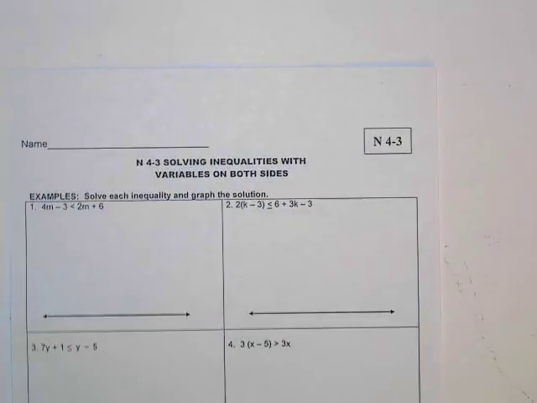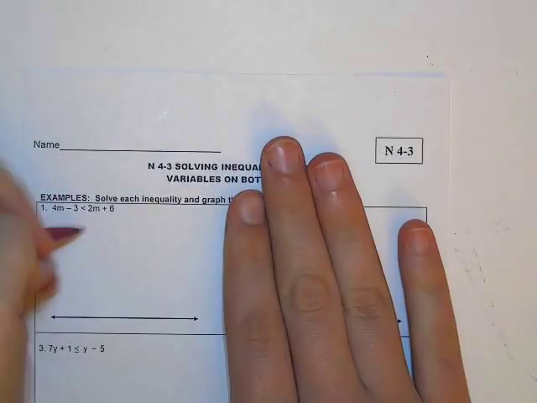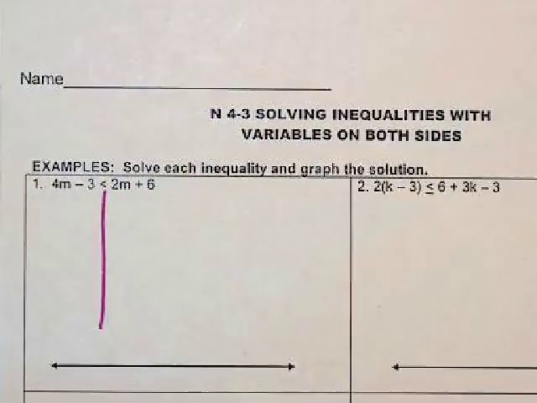Notes 4-3, solving equations with variables on both sides. Last time we solved, you only had variables on one side of the inequality symbol. Today, if you notice, you've got your symbol here, and we're solving, so draw your line. You've got your symbol there, and you've got letters on both sides. So we've learned how to do this with an equal sign, but we have not learned how to do it with inequalities.